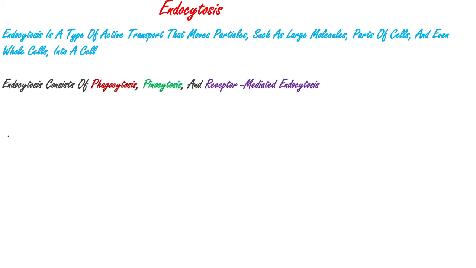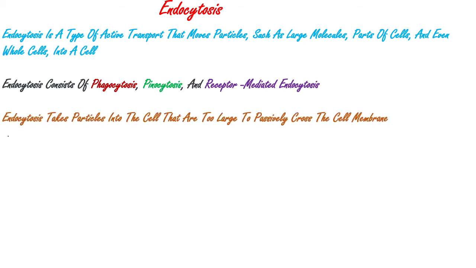Endocytosis consists of three types: phagocytosis, pinocytosis, and receptor-mediated endocytosis. Endocytosis takes particles into the cell that are too large to passively cross the cell membrane. Because we have channels and transporters which can transport smaller molecules from one side to another, but bigger molecules cannot cross through these transporters and channels. So what happens? Endocytosis plays an important role.